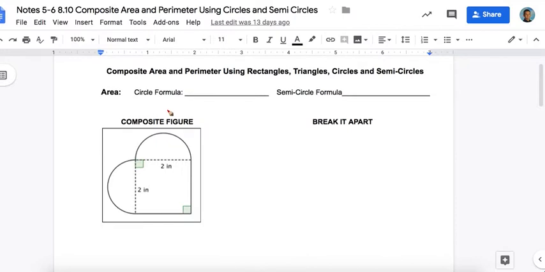So the first one is the circle formula, and the formula for a circle is area equals pi times radius squared. And that will be found on your formula sheet. Now the next formula is a semicircle. So think about it. If you have a whole circle as pi r squared, a semicircle would be half that. So the formula looks like this. A equals 1/2 pi r squared.